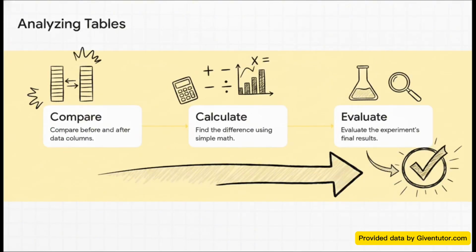The crucial point is how we process this information. Step 1, actively compare the columns. Step 2, you might need to do some very simple math. They might ask for the mean, which is just the average transmission rate, or the range between the highest and lowest numbers.